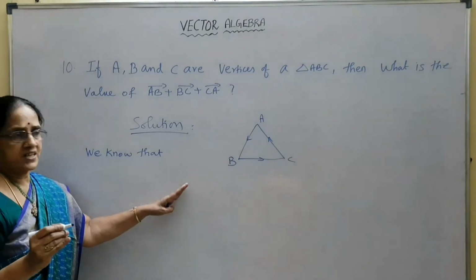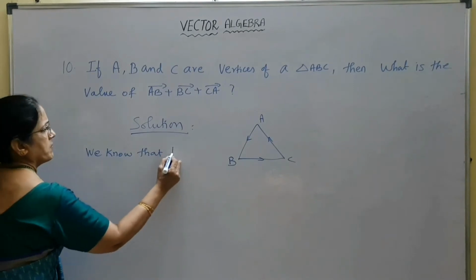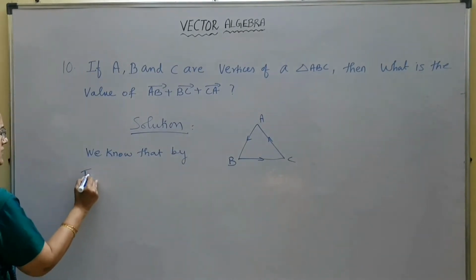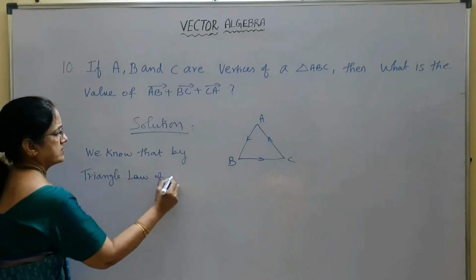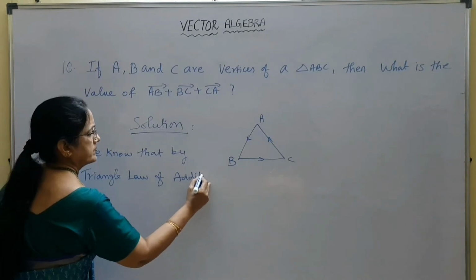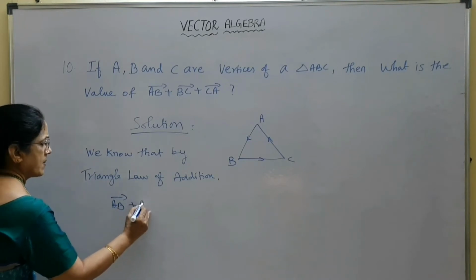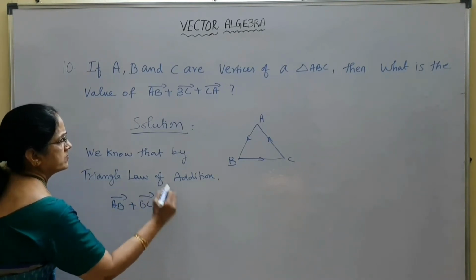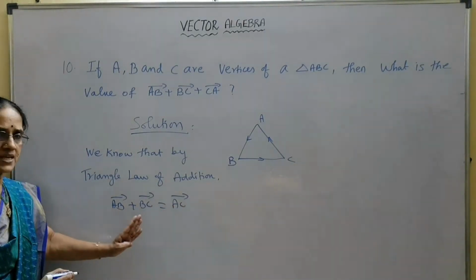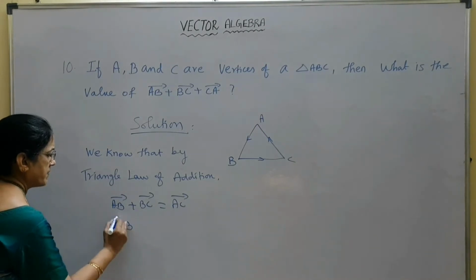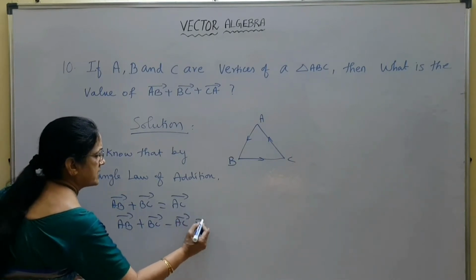the triangle law of addition. AB vector plus BC vector equal to AC vector. So, we know that by triangle law of addition, AB vector plus BC vector equal to AC vector. Now bring this AC vector to this side. AB vector plus BC vector minus AC vector equal, it comes this side.